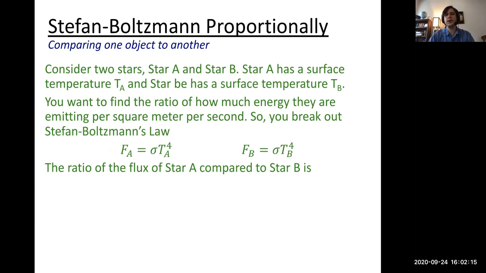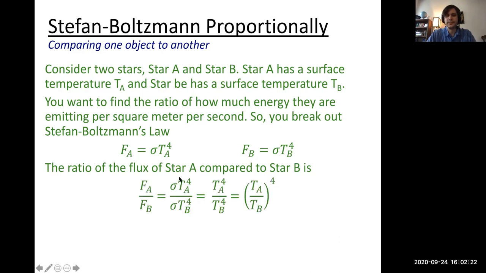But maybe I just want to know the ratio of the flux of A to the flux of B. So if I want to do the flux of A compared to the flux of B, I'm going to walk you through each one of these. The flux of A equals sigma times the temperature of A to the 4th power, just this part right here. The flux of B equals sigma times the temperature of B raised to the 4th power, just this part right here. So it's just that divided by that.